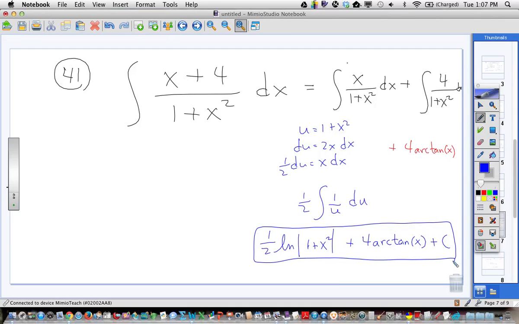The first one, it's kind of an interesting problem because it points out that very subtle changes in the problem make it a different attack. On this one, because we have the x on top, we wanted to let u be the 1 plus x squared. It gives you the x dx. But on the other one, where you have a 4, you can just pull that 4 out in front. And it's just an arctangent. So it's just 4 arctangent.